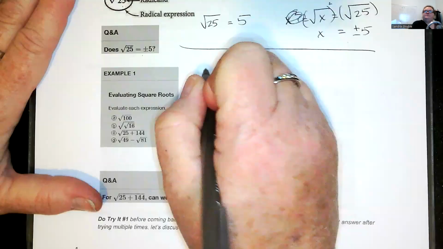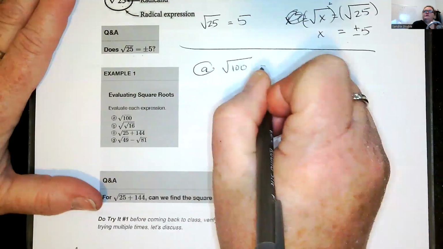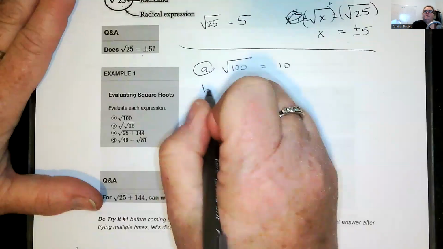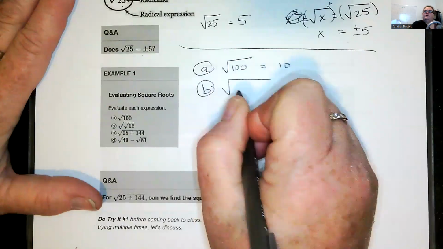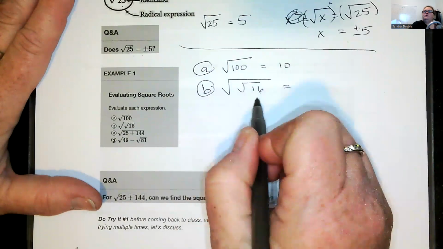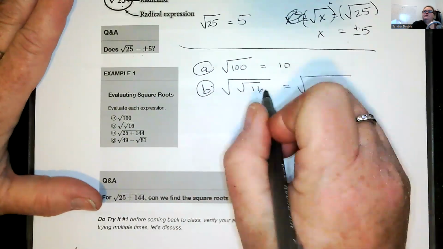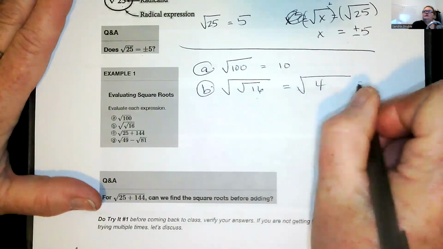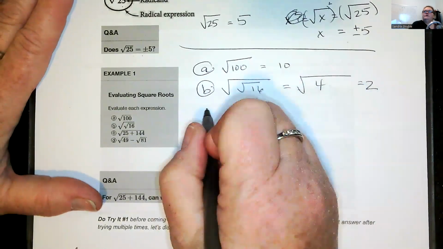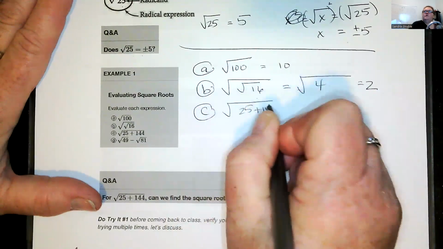For A, if you just plug in the square root of 100 into your calculator, you're just going to get 10. For B, if you take the square root of the square root of 16, I'm going to break that down. I'm going to start with the inner square root of 16 and leave the outer one. Square root of 16 is 4. Square root of 4 is 2. Okay. For C, the square root of 25 plus 144.